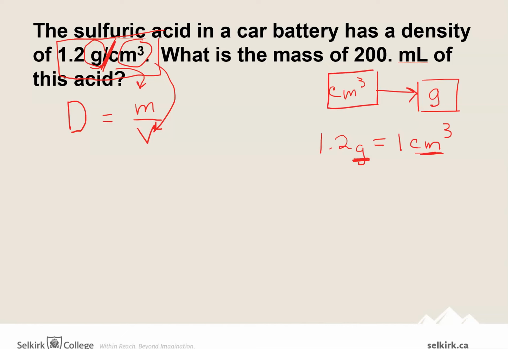So let's see if we're done. Do I know how many cubic centimeters? Well, I don't. I know how many milliliters there are. But if I knew that conversion factor, I'd be all set. And we derived in an earlier lecture that a milliliter was the same thing as a cubic centimeter.